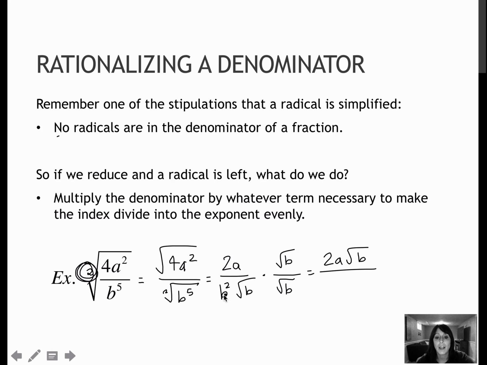And on my denominator, I have b squared and then radical b times radical b. But those two turn into a b. So I have 1, 2, 3 b's. So I have b cubed. That would be my final answer. So again, I multiplied, looking at the index, by however many I needed to make sure that a full b was able to come out of the radical.